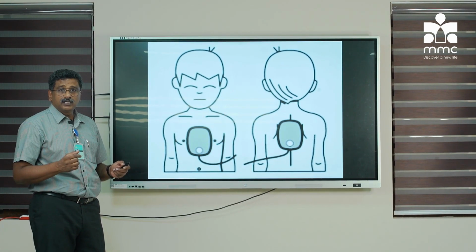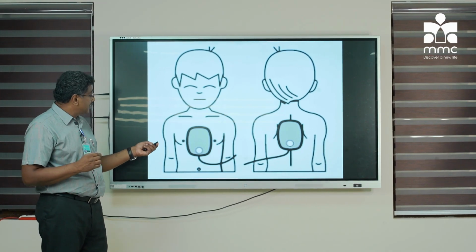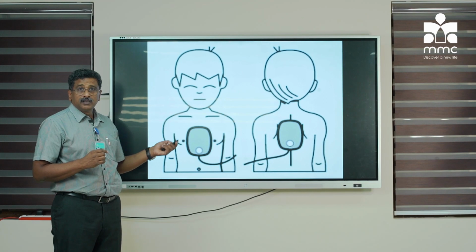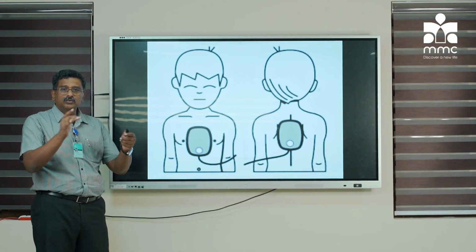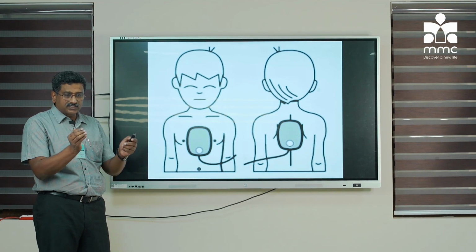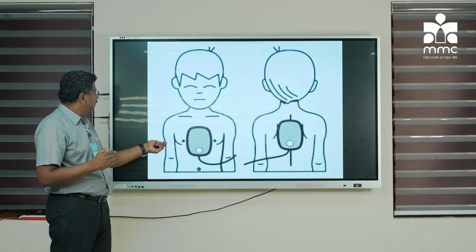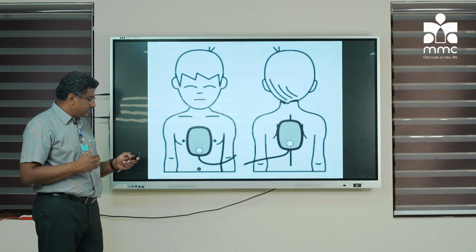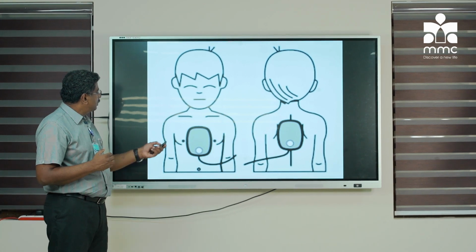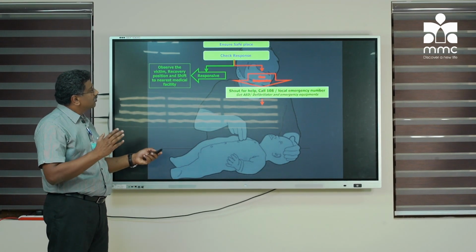Anterior lateral placement is advocated in adults, but if it is an infant, it is actually anterior posterior placement. The reason being that the infant is too small, so both pads together will touch each other. That is the reason why in an infant it is anterior posterior. Now coming to the algorithm, it is almost the same.